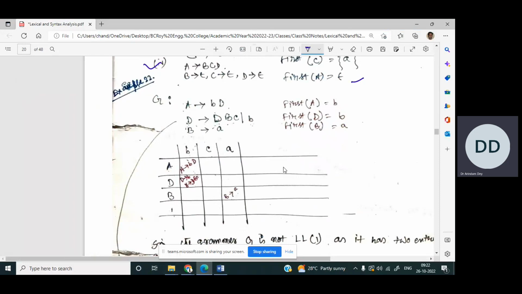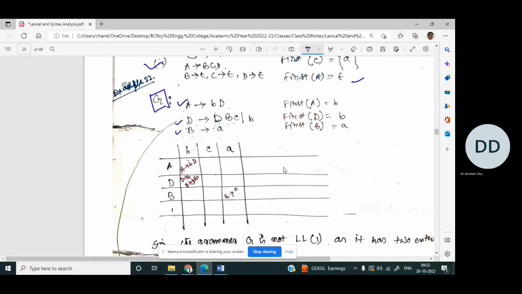Let this be a grammar that I am having. This is a G. It has three production rules. A generating small b D. Small b is a terminal. D is a non-terminal, capital D. Another capital D expansion is here. And the third expansion is capital B generating small a.